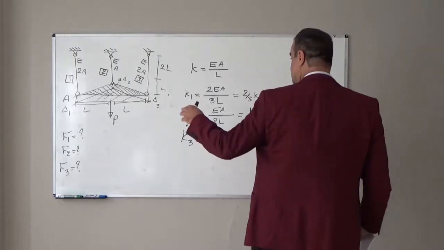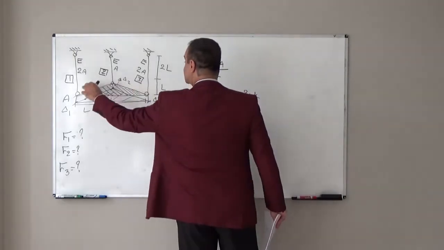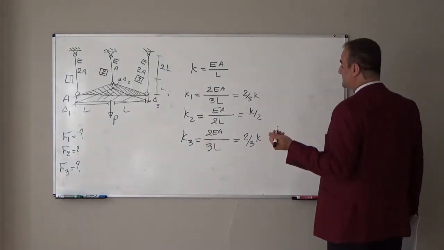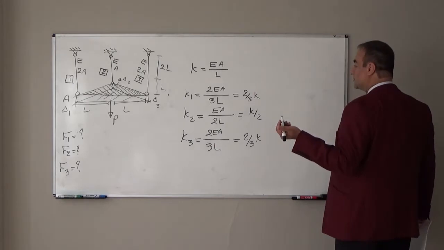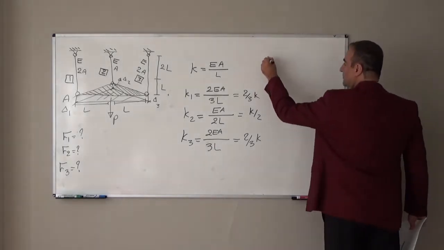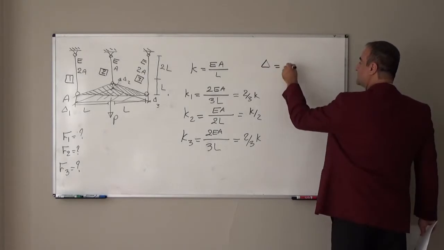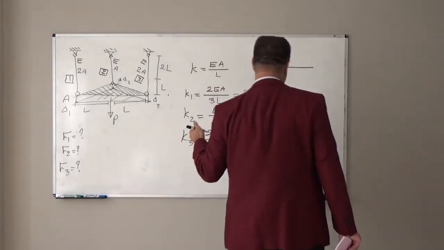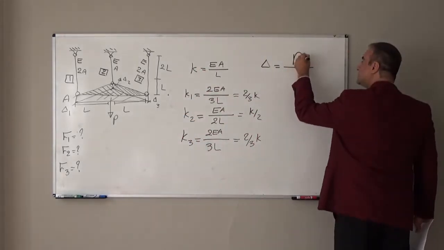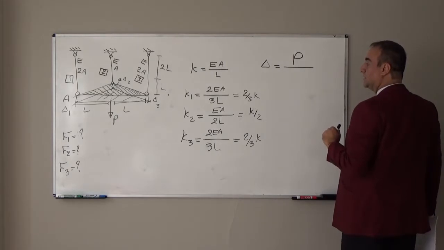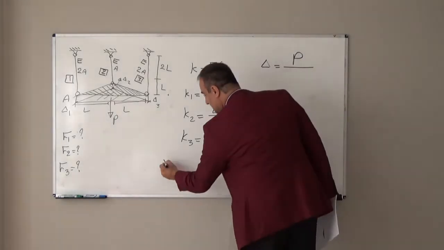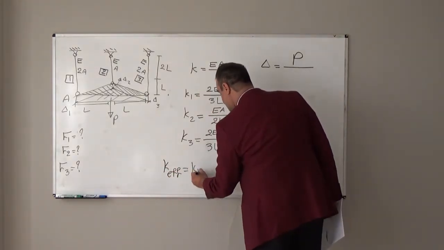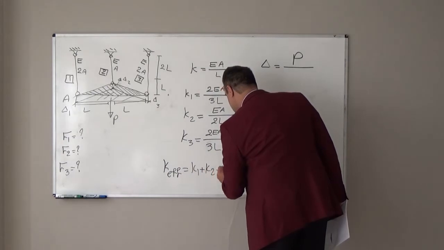So we attach these 3 springs, they are parallel. We attach them like parallel springs. If we attach parallel springs, now we know the total deformation. Total deformation will be total force divided by total stiffness, or effective stiffness. Total force here, the external force, is P. Total stiffness K effective is equal to K1 plus K2 plus K3.